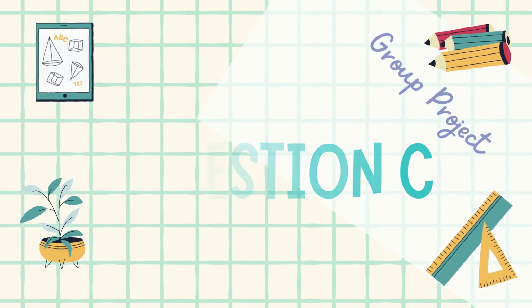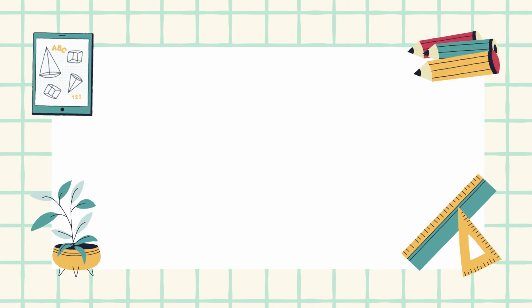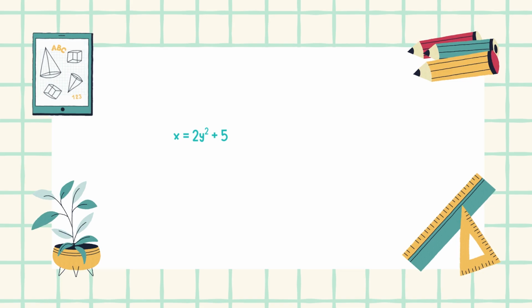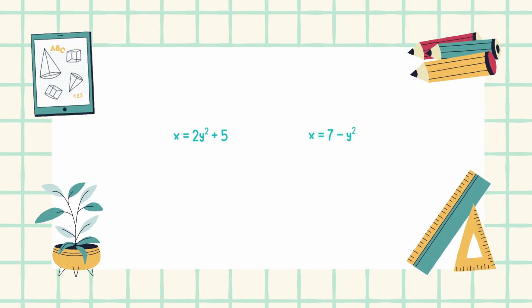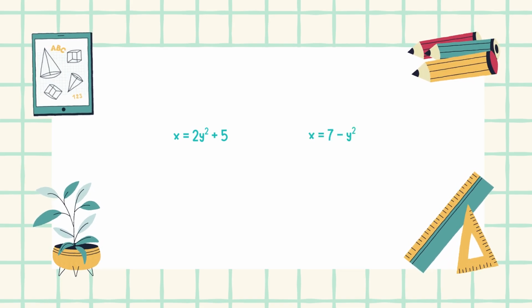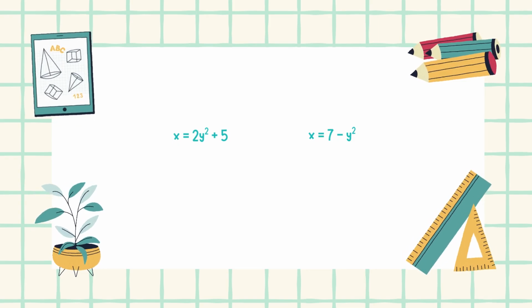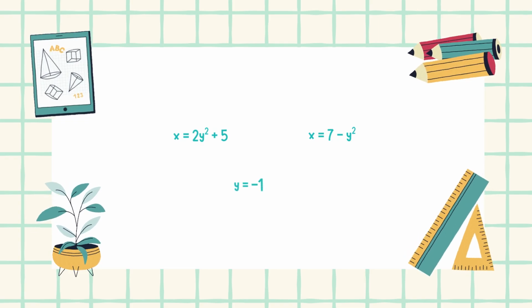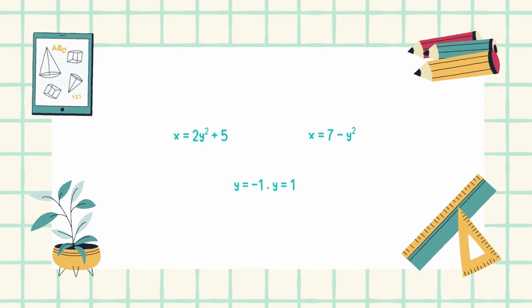We are exploring the geometric relationship between two equations, x equals 2y squared plus 5 and x equals 7 minus y squared. Our goal isn't just to solve for an answer, but to intuitively map out the physical region these curves trap between the horizontal thresholds of y equals -1 and y equals 1.